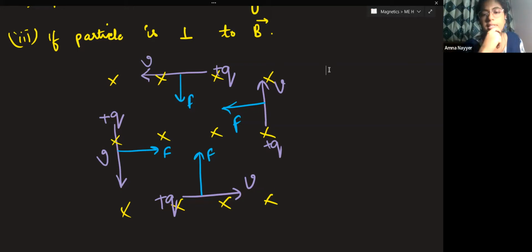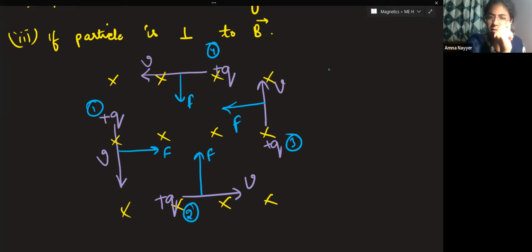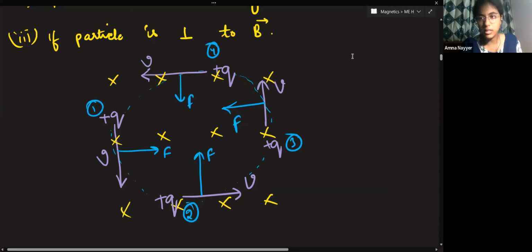In all the directions, the force is pointing where? The force is pointing towards the center. All these charges were moving, and the force was pointing towards the center. See, I took four different positions: first, second, third, fourth. If I take all the positions which the charge must have covered, first, then slight movement of charge, slight movement of charge, are you able to notice this? This would have been the pathway of the charge. A circular pathway.